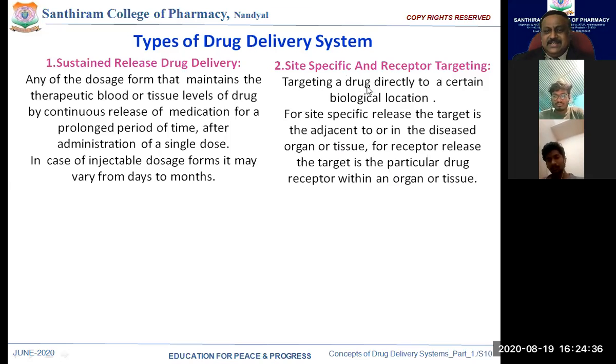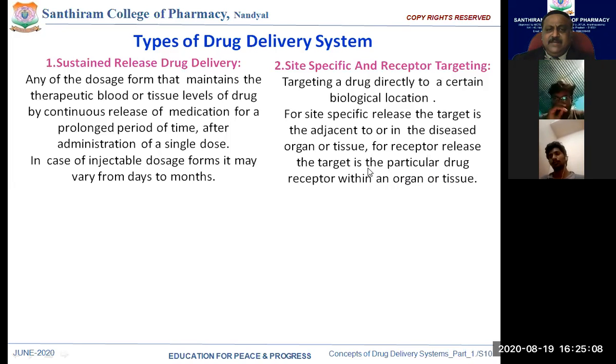Second type is site-specific and receptor targeting. They are directed towards a particular biological site after administration, or else they target a particular organ or particular tissue after administration. The drug release will start only after the dosage form reaches that particular site or that particular target.